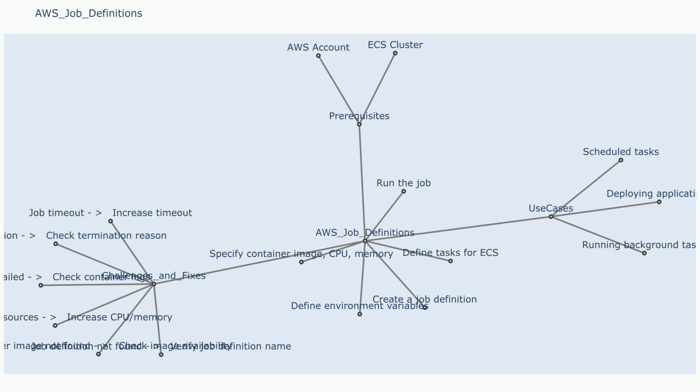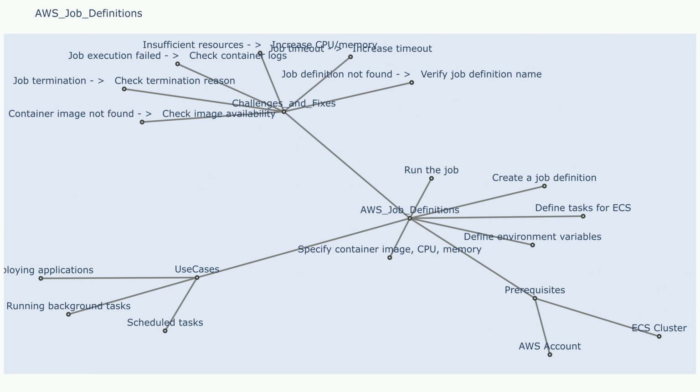Container image not found. Check image availability. Verify that the container image exists in the specified image repository and is accessible to ECS. Ensure the image is publicly accessible or has proper permissions if the image is private. Make sure ECS has the necessary permissions to pull it.